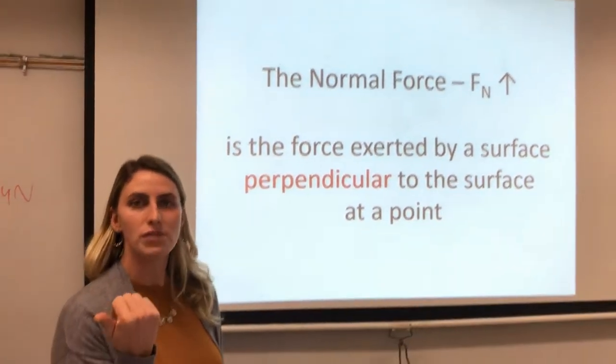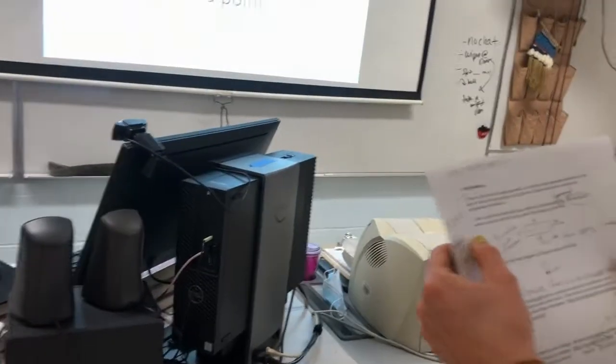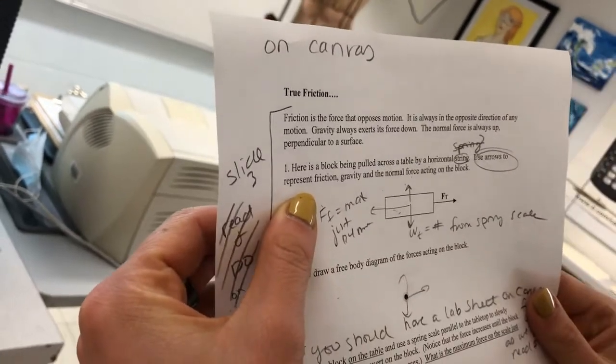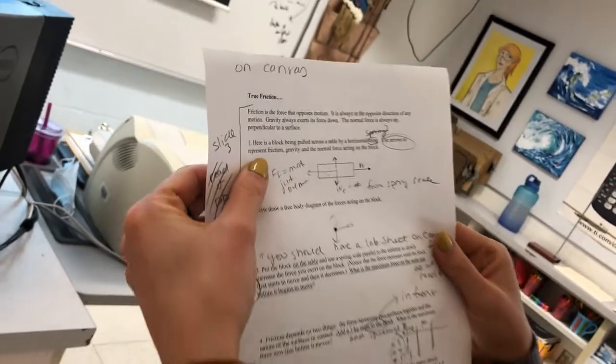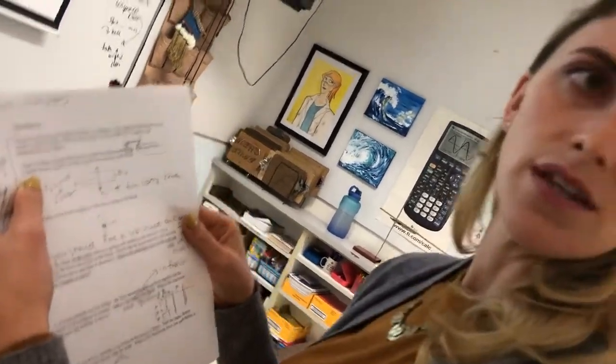Oh, we wanted to finish up the lab, huh? Well, let's take a look at question statement number 1. It says here is the block being pulled across the table by a horizontal spring or string, whatever. Same idea. Use arrows to represent friction, gravity. Oh, we can do this. Let's do it on the board.